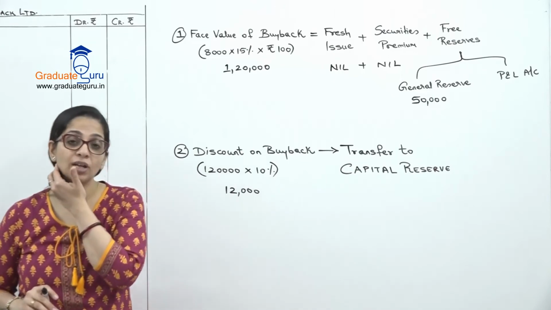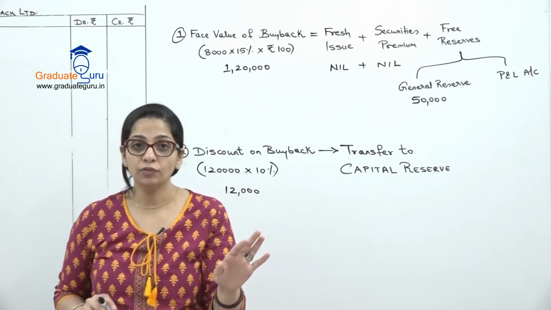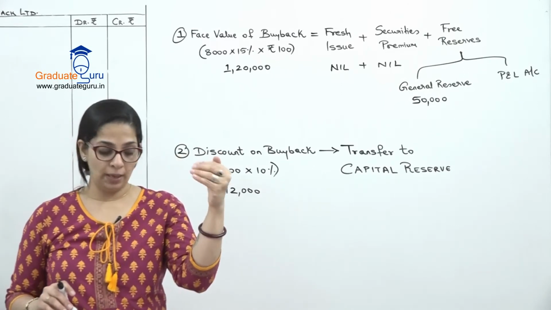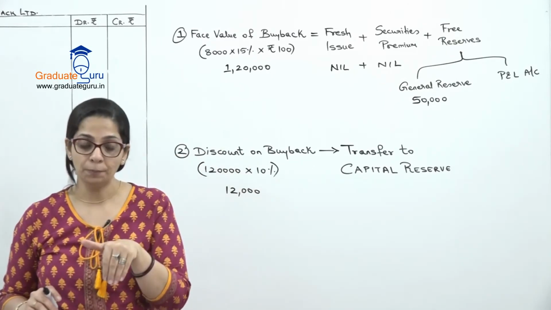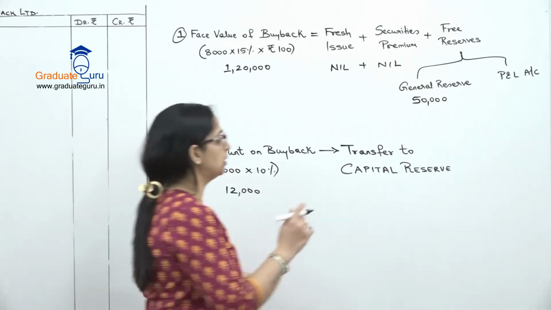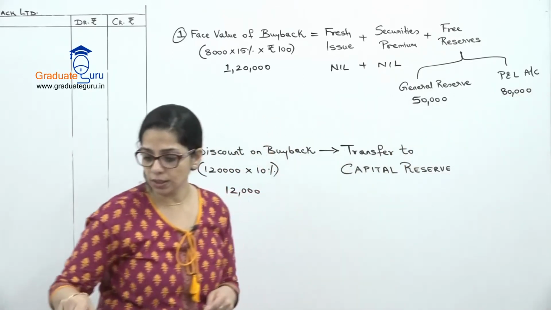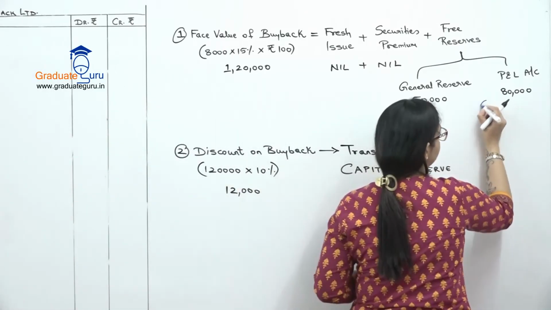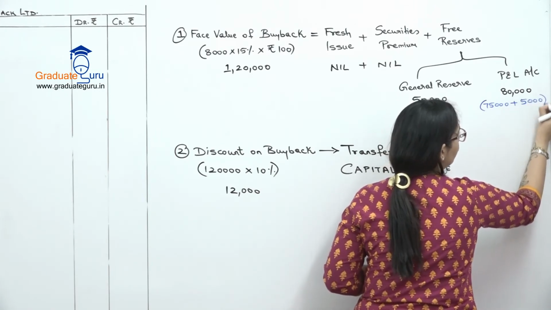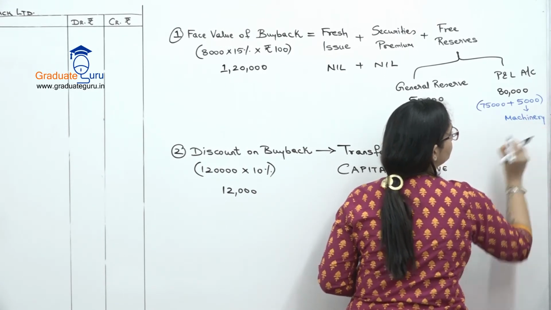But below it is given that we are selling machinery. Machinery worth 20,000 I am selling for 25,000. So there we are making a profit of 5,000. So if I add the 5,000 profit to 75, what is going to be my total profit and loss? 80,000. 75 plus 5. So, P&L is 80,000. How did we get this 80,000? 75,000 plus 5,000, which is your profit on machinery.